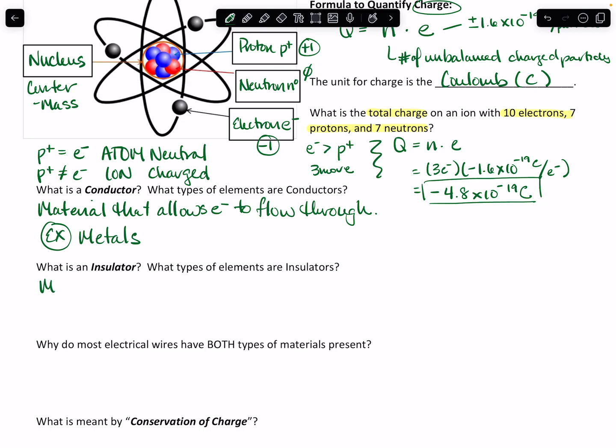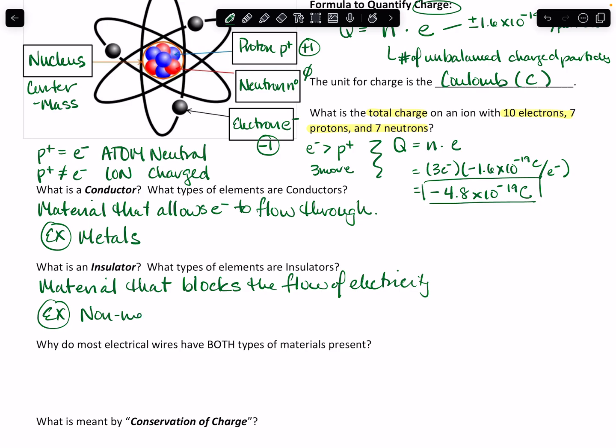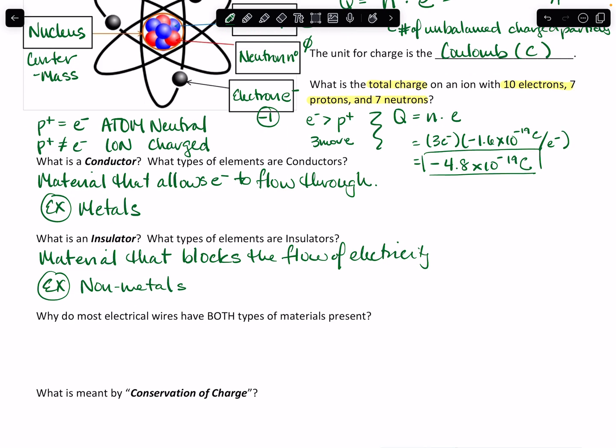An insulator is the opposite. It's a material that blocks or slows the flow of electricity. These are going to be your nonmetals, things like carbon, nitrogen, oxygen, phosphorus. These are atoms that hold their electrons very tightly, so they don't let them move around too much, and they are not willing to part with any. So we don't have any electron motion because they hold them so tightly. Now our semi-metals aren't on here, but those would be our semiconductors. They can sometimes be conductive and sometimes not, depending on the environmental conditions.